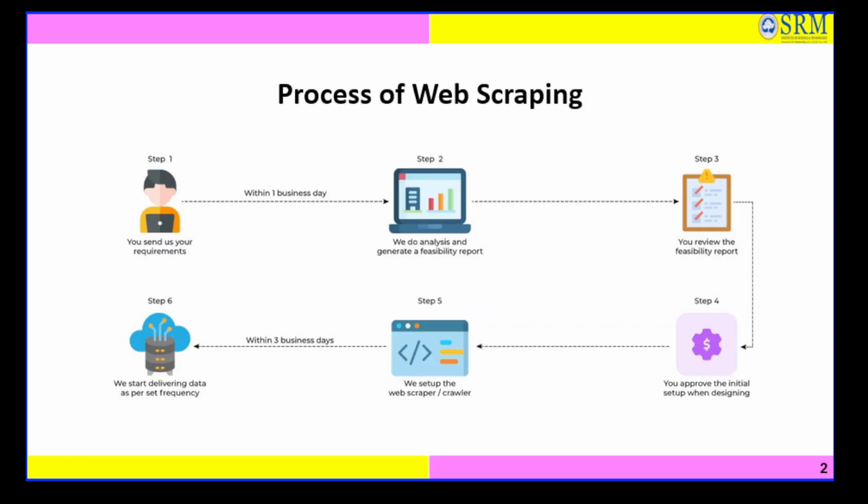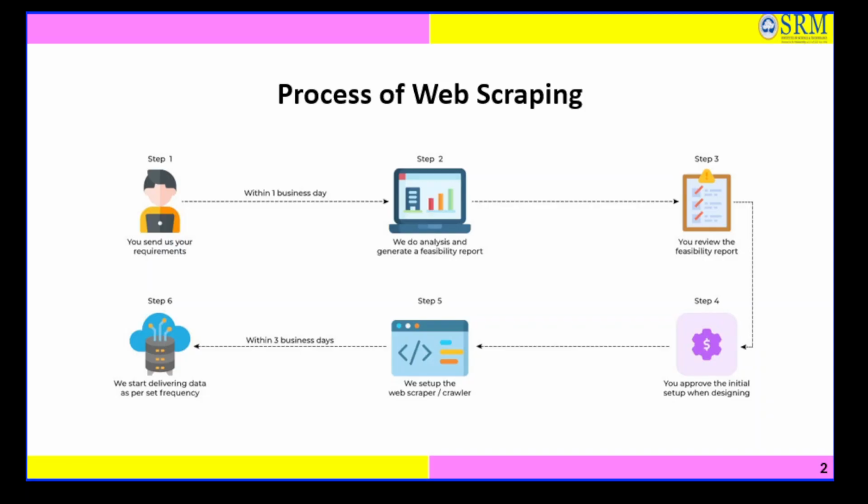The second step is that the service does an analysis and generates a feasibility report. Whatever you provide in the first step is given as input to the second step. It analyzes your requirements and generates a feasibility report. This report assesses the technical feasibility of the scraping project and provides an estimate of the time and resources required. After getting the feasibility report, you can provide feedback or ask any questions.